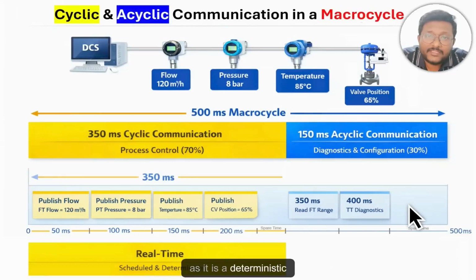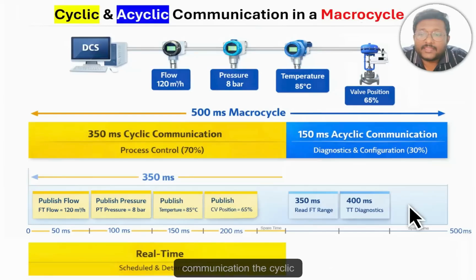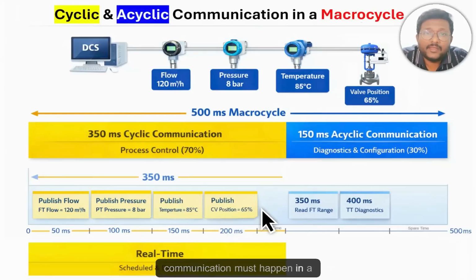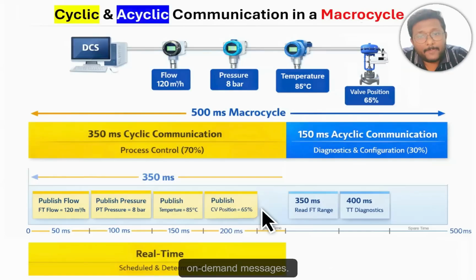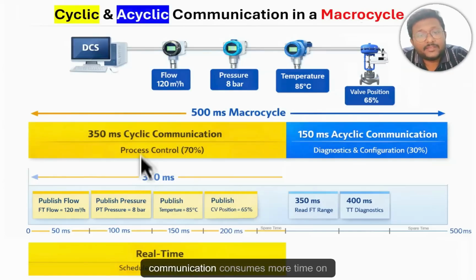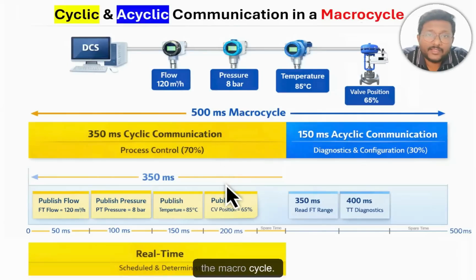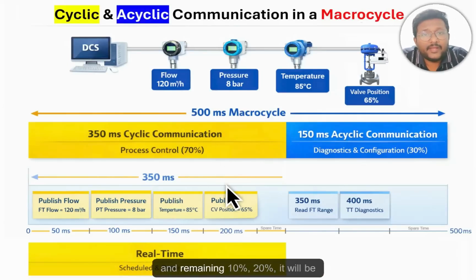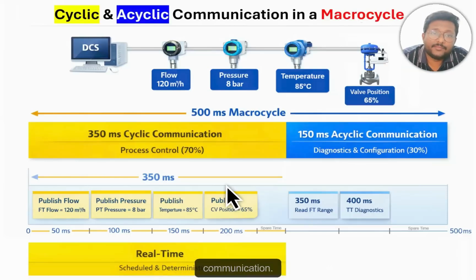As it is a deterministic communication, the cyclic communication must happen in predefined or scheduled timings. It cannot change based on on-demand messages. That is why the cyclic communication consumes more time in the macro cycle. 60 to 80% it will take, and the remaining 10%, 20% will be assigned to the acyclic communication.